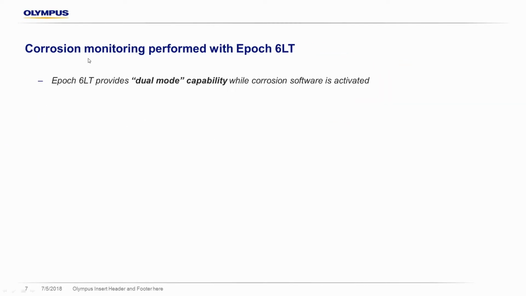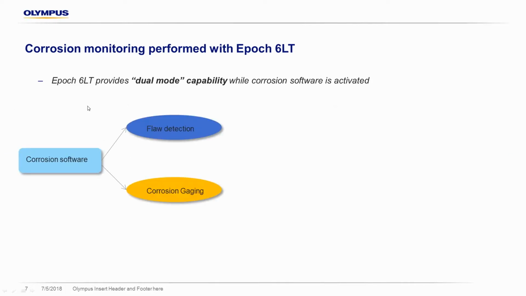All right, so what would be the compromise between these two? Can we use both of them at the same time? Well, the EPOCH XLT provides a dual mode capability while the corrosion software is activated. So let's take the corrosion software. It would provide a flaw detection capability and a corrosion gauging option.